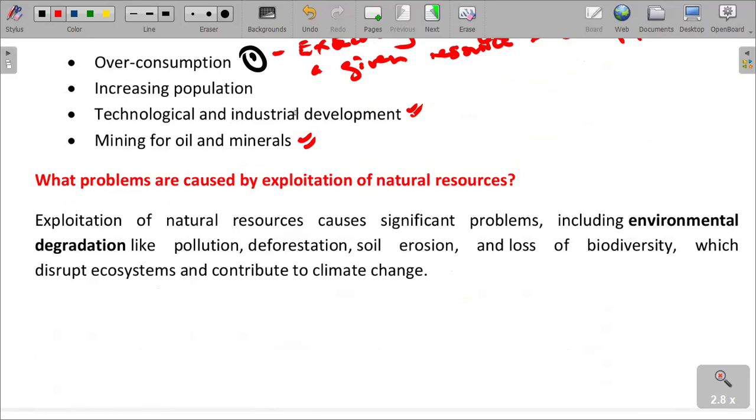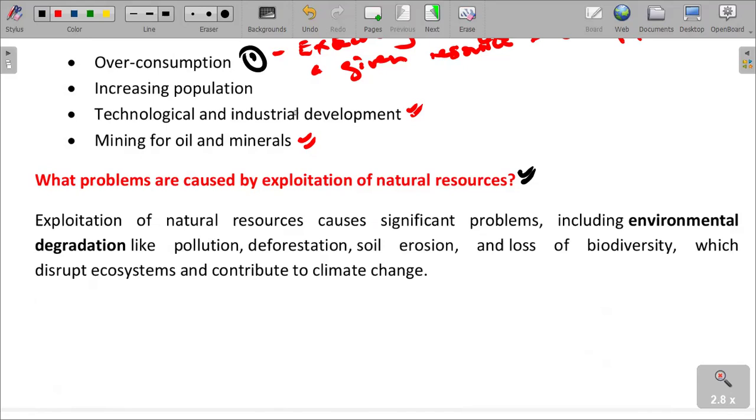So what problems are caused by exploitation of natural resources? We are still building understanding towards our topic. This is basically still under the introduction: what are the causes? What problems are caused by exploitation of natural resources?